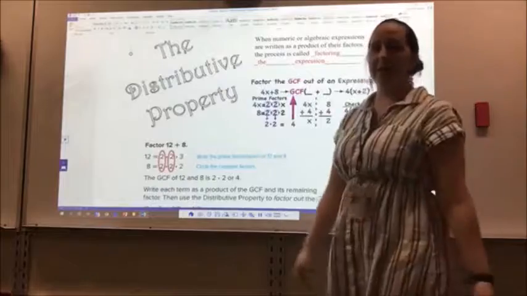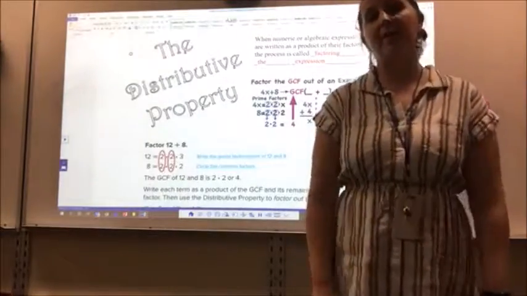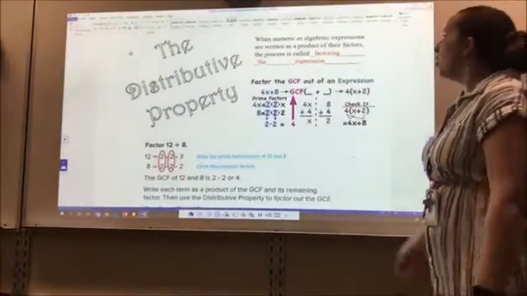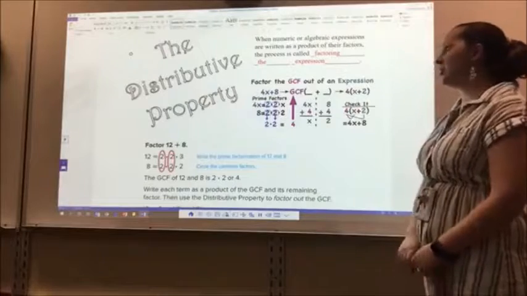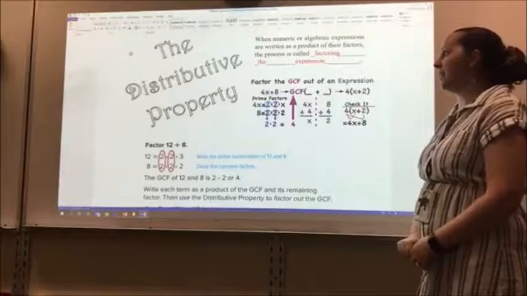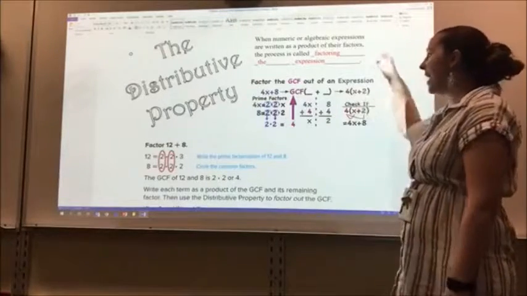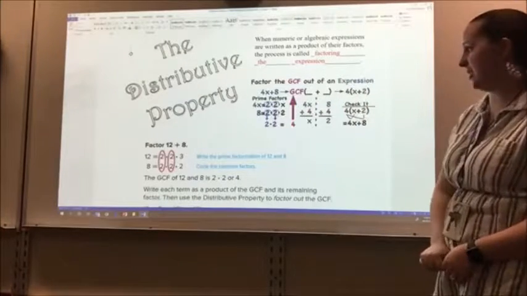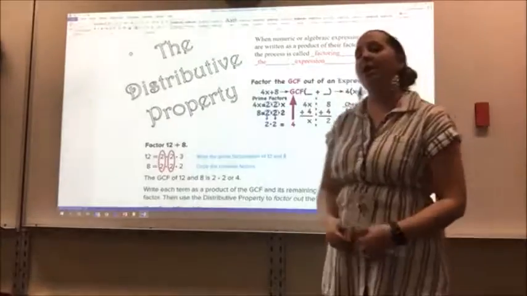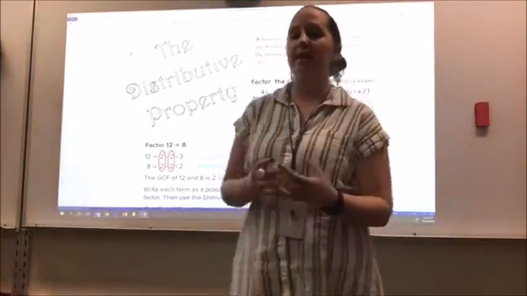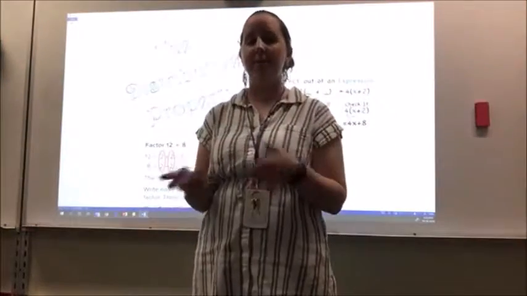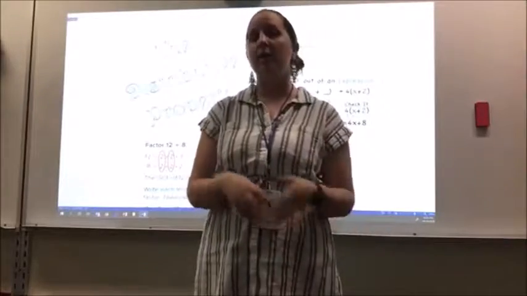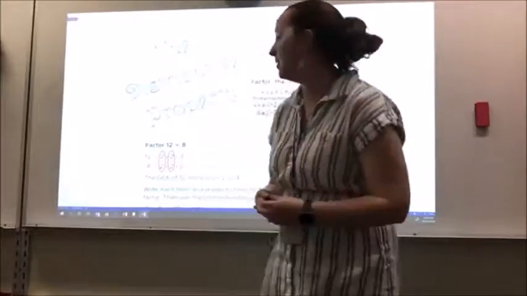All right, my next page that says the distributive property is this one, okay? When numeric or algebraic expressions are written as a product of their factors, the process is called factoring the expression. So that's what goes in those three blanks, factoring the expression. So basically all factoring is what can I take out from the inside parentheses and put it on the outside? What can I factor out, okay?